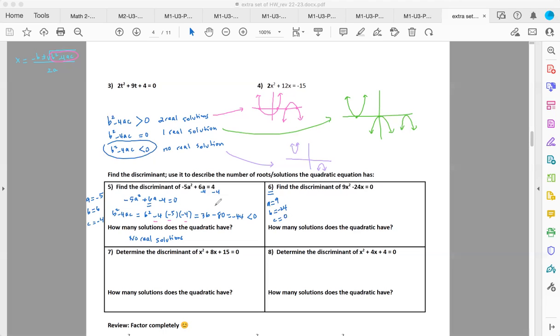So technically, you're going to do b squared, which is (-24) squared. Remember, we put the value in parentheses, minus 4 times 9 times 0, the 4ac. Because c is 0, all this will be 0. So you only get 24 squared, right? And 24 squared is 480 and 96, 576.